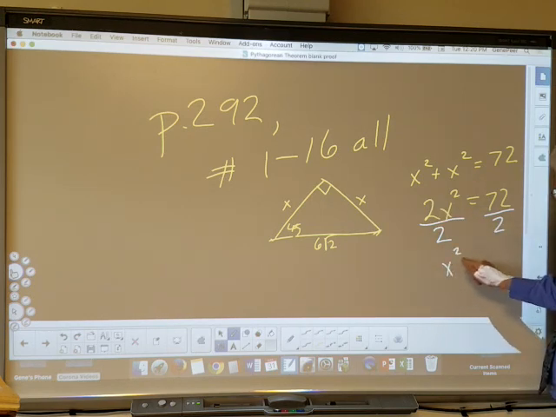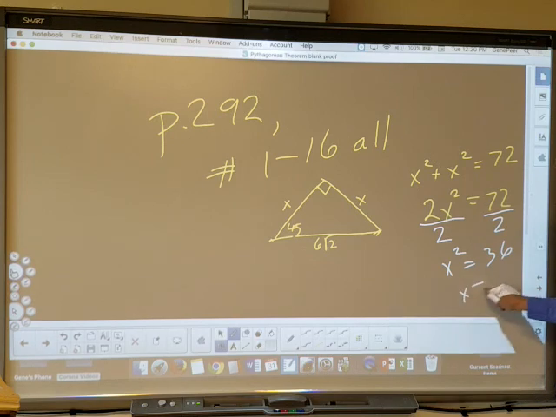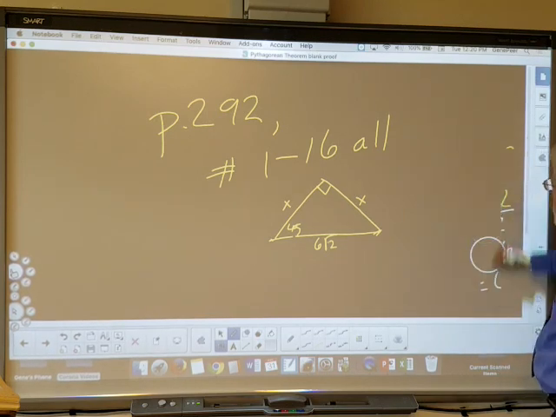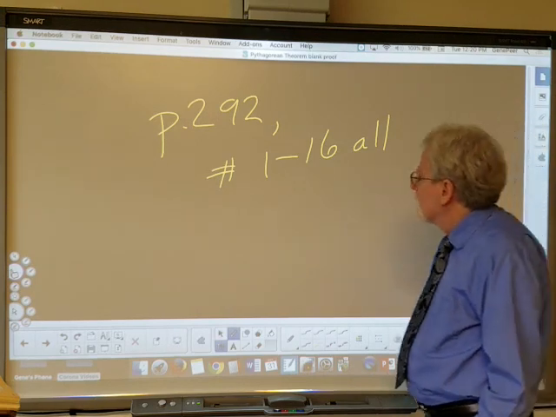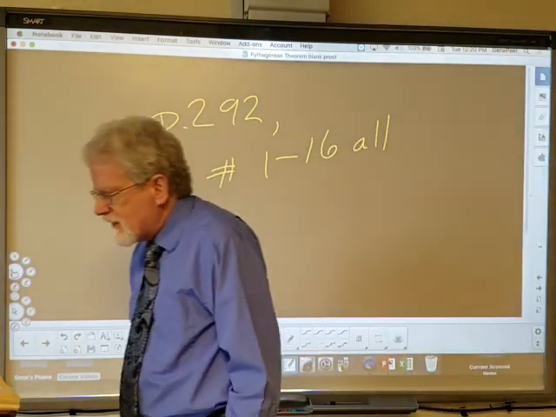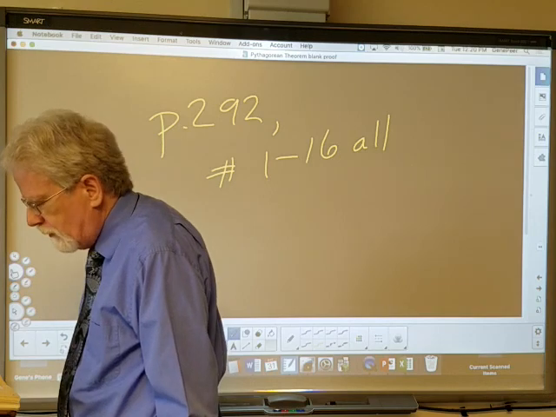The 2's cancel. We're left with x squared equals 36. Therefore, x is 6. I just gave you the whole answer to number 12. Whoa, that's making life too easy. Okay, so 1 through 16 all, and you're on your own from there.